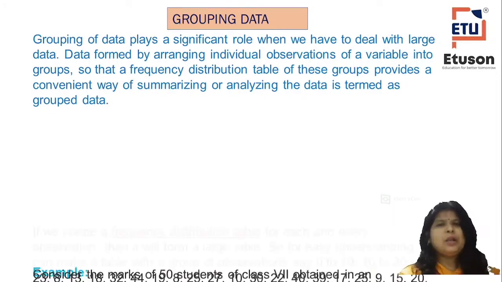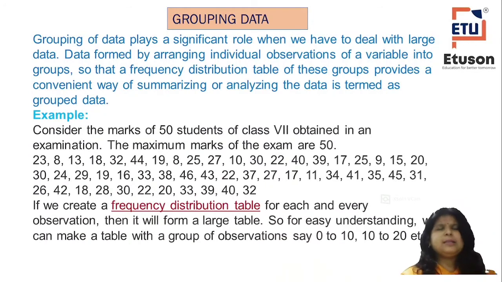Okay, so now let us take one example. Consider the marks of 50 students of class 7 obtained in an examination. So these are the marks obtained by the students in an exam. You can see there are 50 numbers. Maybe one number is repeated, but you never know. Now if you try in the regular fashion where each category will be placed sequentially, then it is difficult to form the table, correct or not?